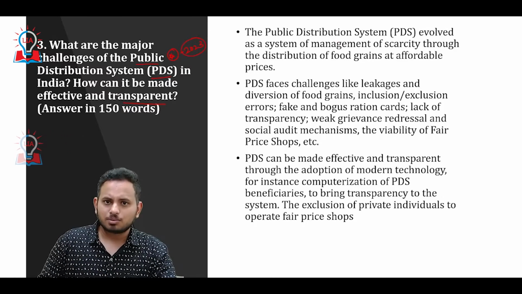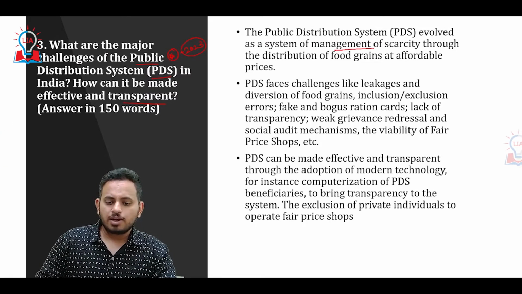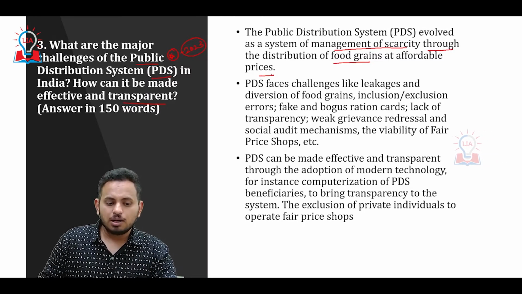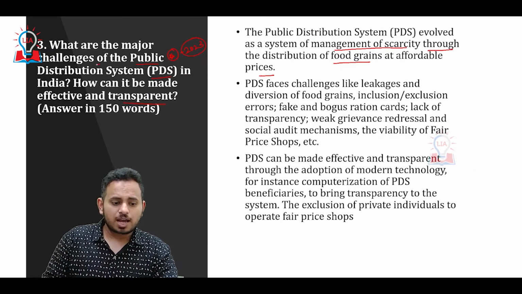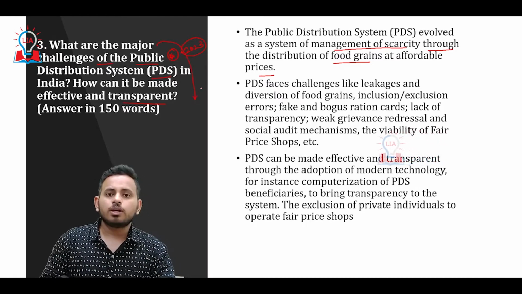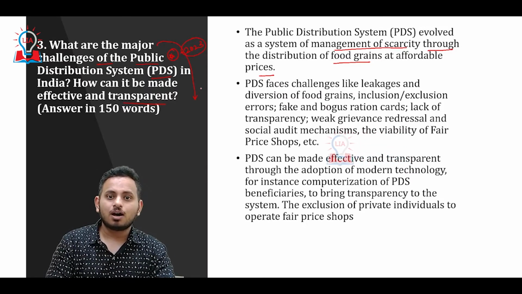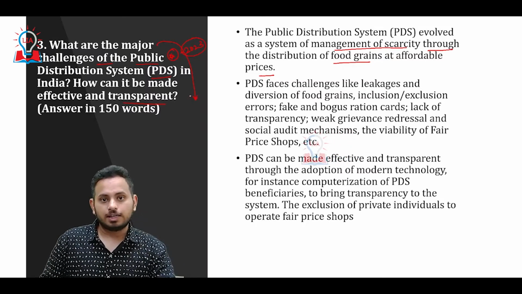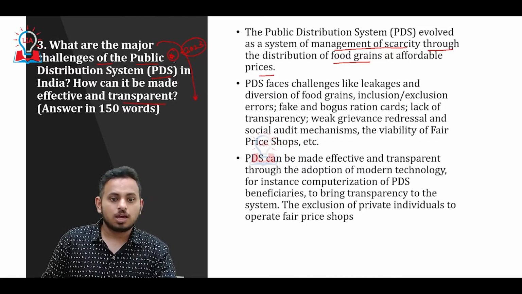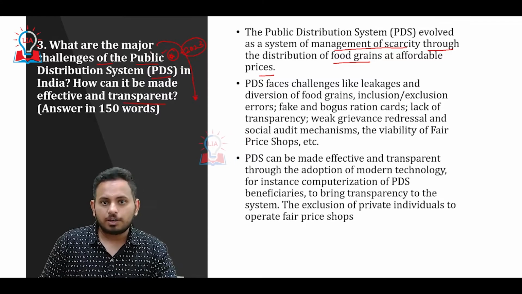What this public distribution system is, is something that you will have to define in the introduction. It involves a system of management of scarcity through distribution of food grains at affordable prices. Okay. What are the major challenges of the public distribution system? See, the major challenges you can include are the procurement by the FCI. FCI godowns are having excess food grains, and these excess food grains are getting wasted in the FCI godowns. And this is one of the biggest challenges of the public distribution system.